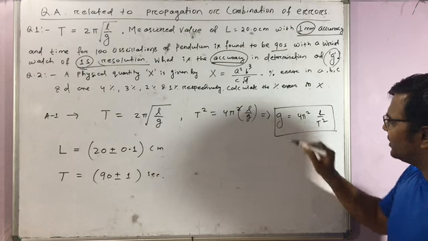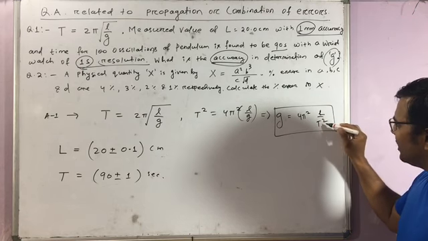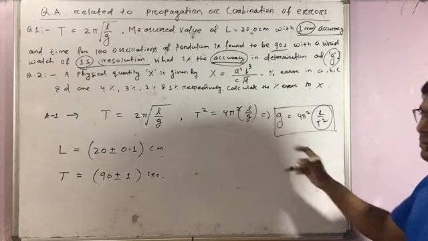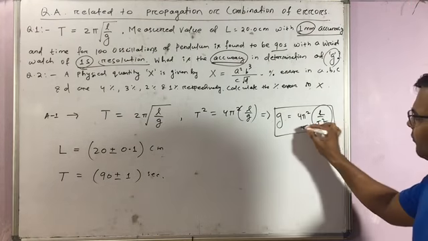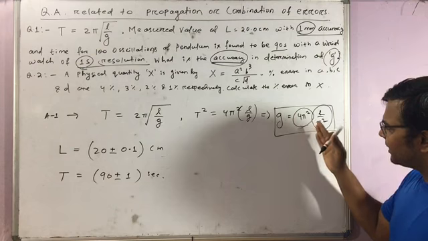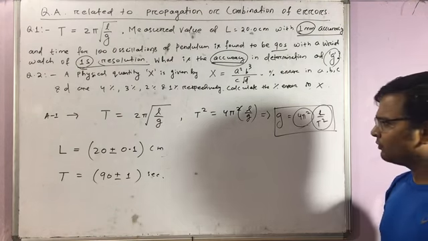So now let us calculate using the formula. Since G is equal to 4 pi square L by T square, this is in the form of a quotient formula. So we can apply the quotient formula here. 4 pi square is the constant term, so while calculating the error part, 4 pi square has nothing to do with it.